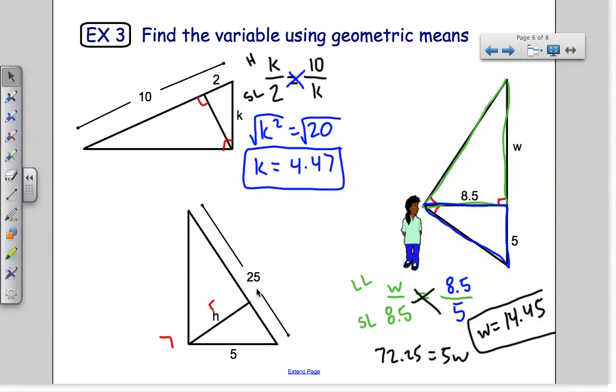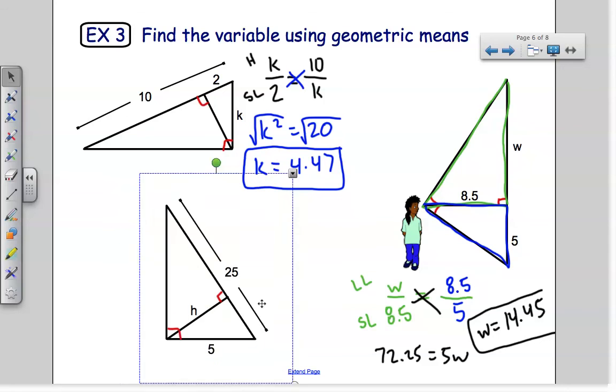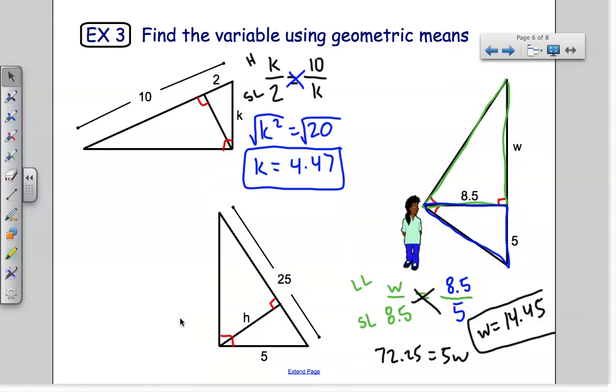Alright, one more example here. If I want to find H, I'm just going to pick a number that's in the same triangle as H, and it looks like the only triangle I can focus on that has a given side length would be this one. You notice there's no side lengths given in this triangle up here that H is also in. So I'm going to have to compare H with 5. They're both in that green triangle.